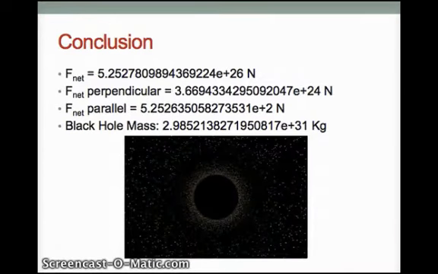In conclusion, we can see that by applying Newton's second law, we were able to come up with a value of F net and its parallel and perpendicular components just from observing the star's motion data. We were then able to calculate the black hole's mass from Newton's law of universal gravitation and discovered it to be 2.9852 times 10 to the 31st kilograms.